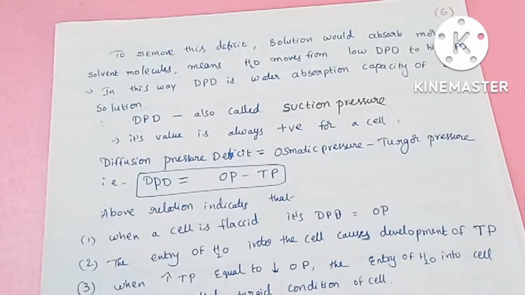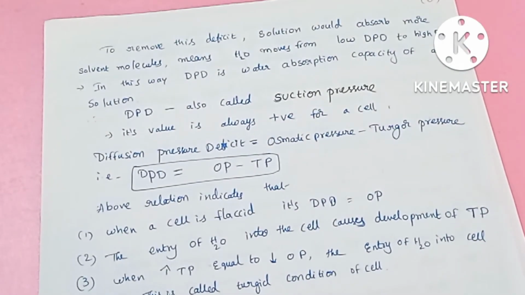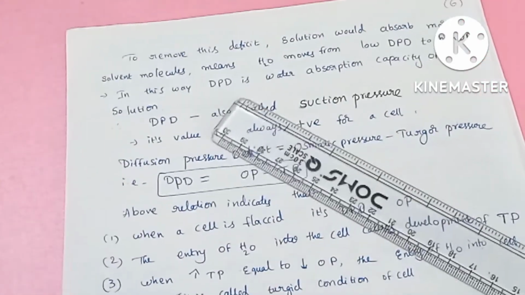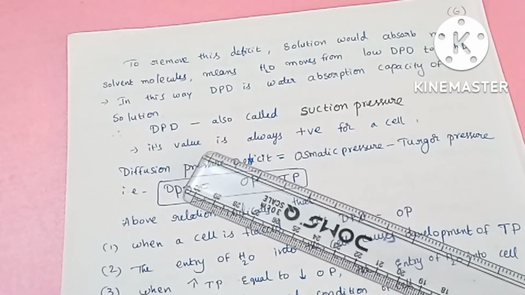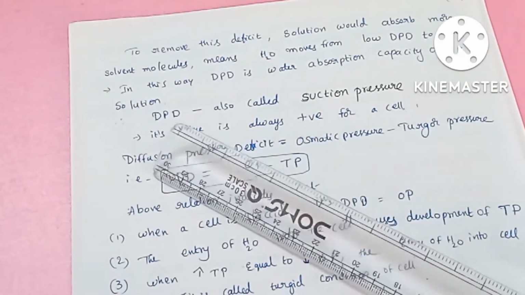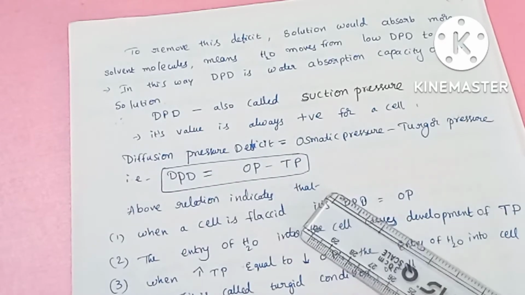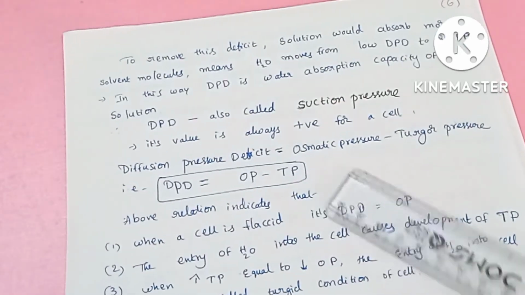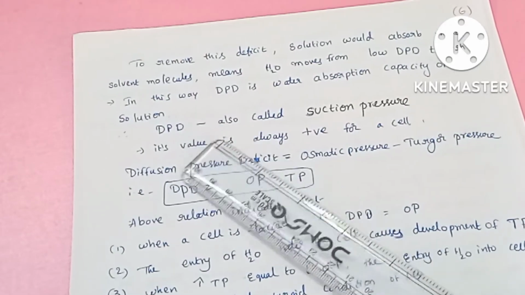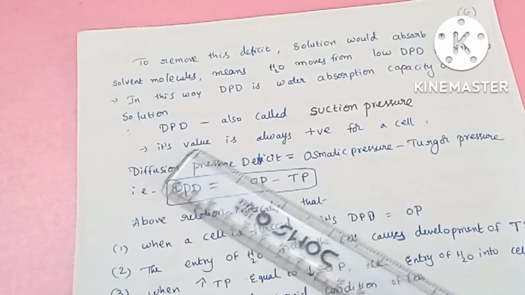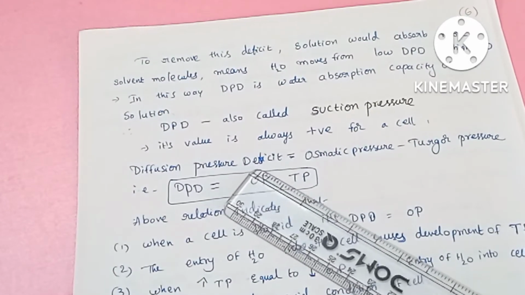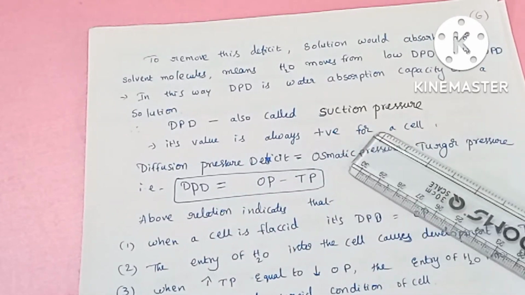To remove this deficit, solutions absorb more water, more solvent molecules, right? That means water always moves from lower diffusion pressure deficit to higher diffusion pressure deficit. In this way, the absorption capacity of a solution is called diffusion pressure deficit. It is also called suction pressure. Its value is always positive for a cell.